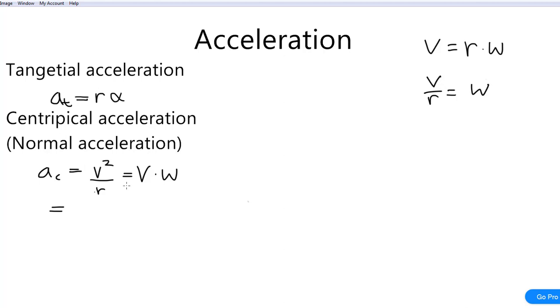Now if you just want to work with omega, then just plug this in for v, and you get r times omega squared. So in the end, you're going to have these two forms of acceleration. Now that I have shown what they are, the equations and everything, I'm going to show how they behave.